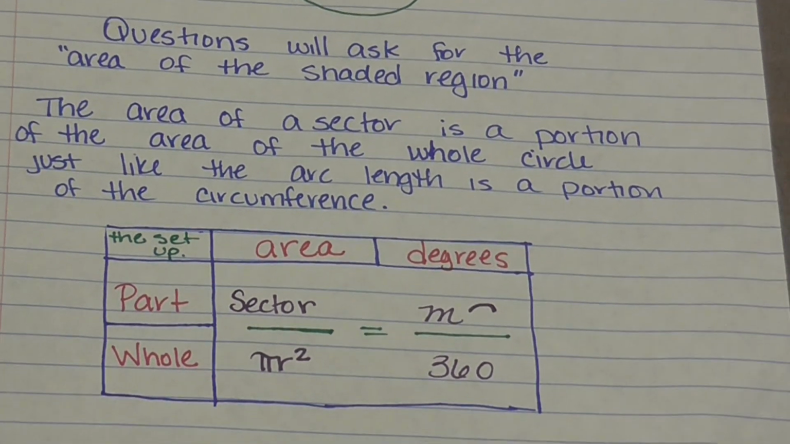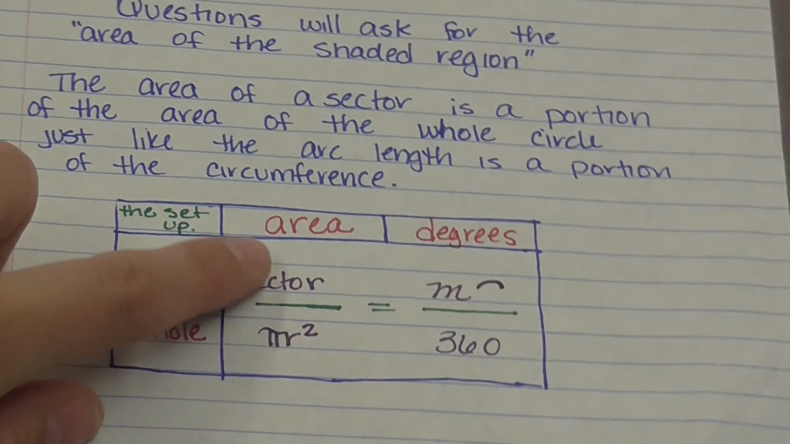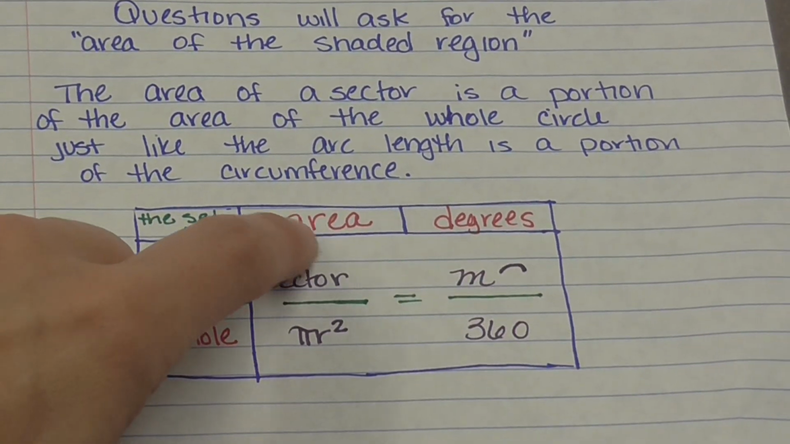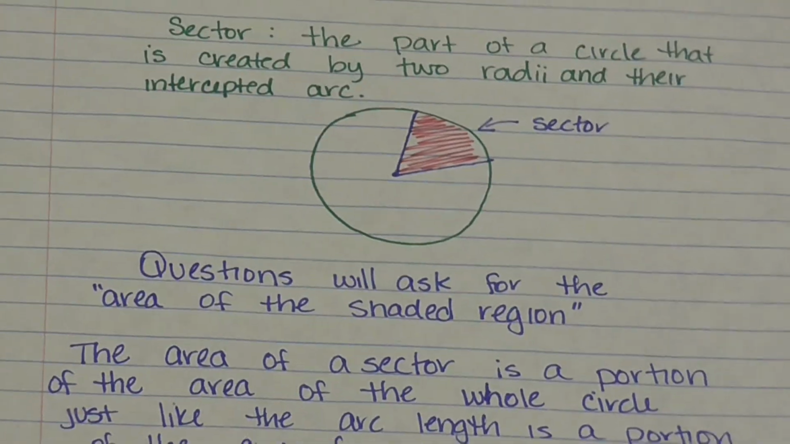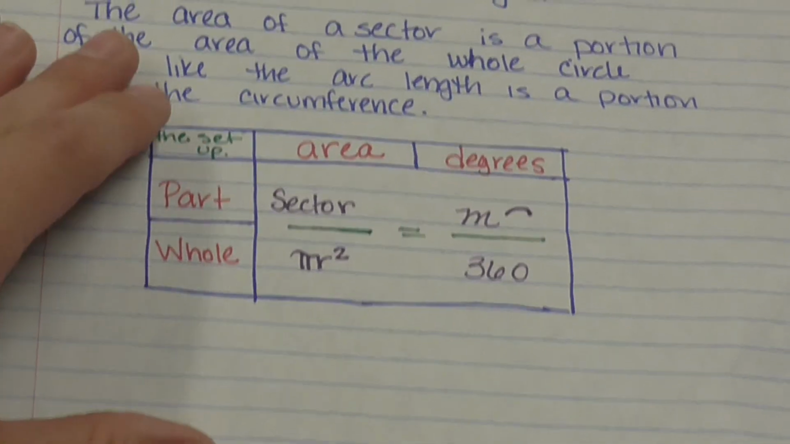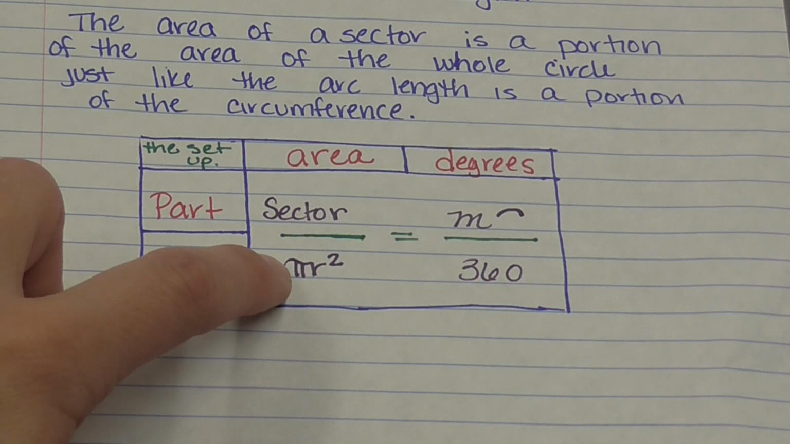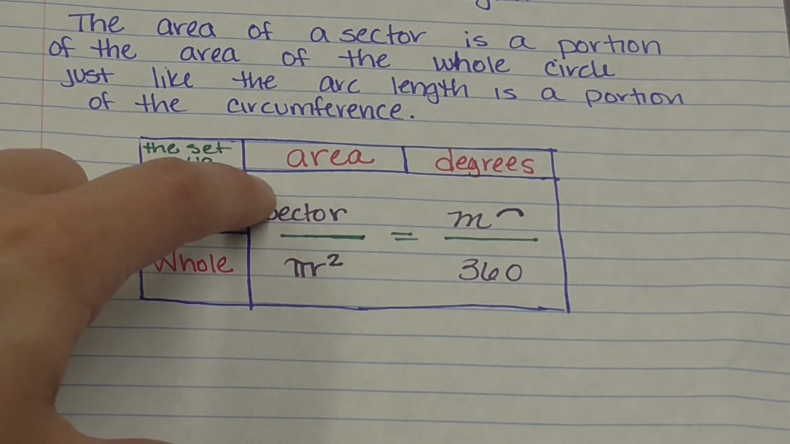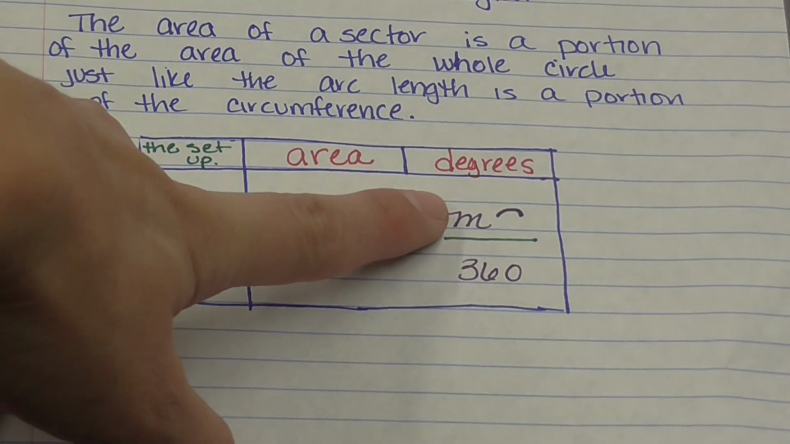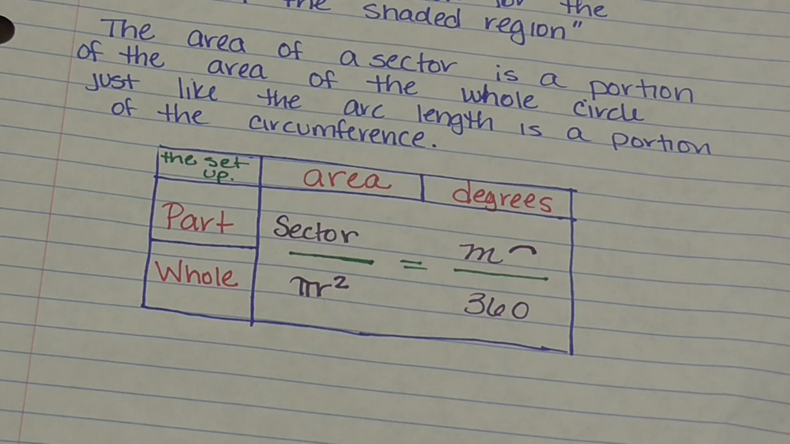All right, so the area of a sector, it's set up really the same way. So you've got your area of the whole circle, or area right here, and degrees right here. So instead of length, now I'm talking about area. So I'm not finding the arc length anymore. I'm finding this whole area of the shaded region. So instead of circumference, I'm going to put the area formula. So the area of the sector, or the part, over the area of the whole circle, is equal to the angle measure over 360 degrees. So it's really a similar setup.